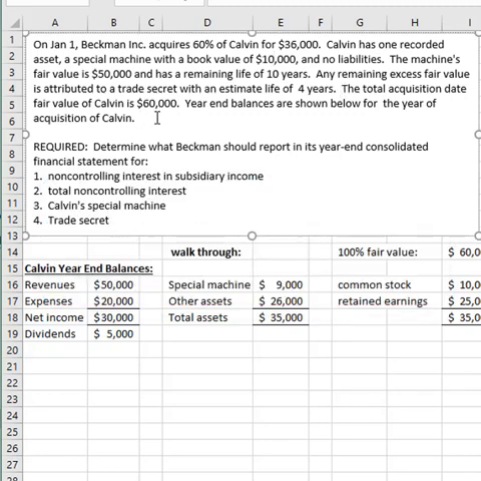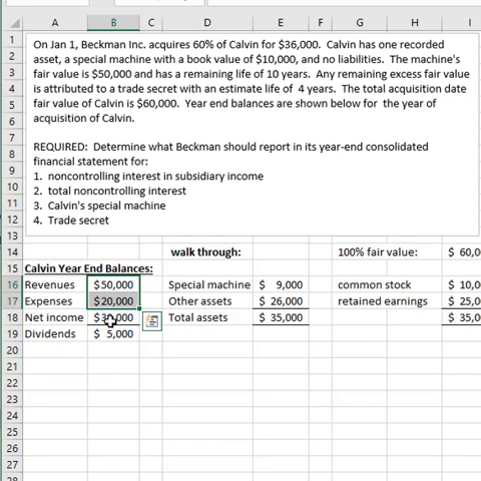But at the end of the first year now, we have these new balances down here. Notice the special machine is no longer 10 because a year has happened, so I guess they depreciated it 1,000. They now have some new assets they didn't used to have. And then this is the revenue and expenses that Calvan earned during the year. All of this is going into the consolidation, but we have to back out the NCI portion of it because it doesn't all belong to the consolidated entity.